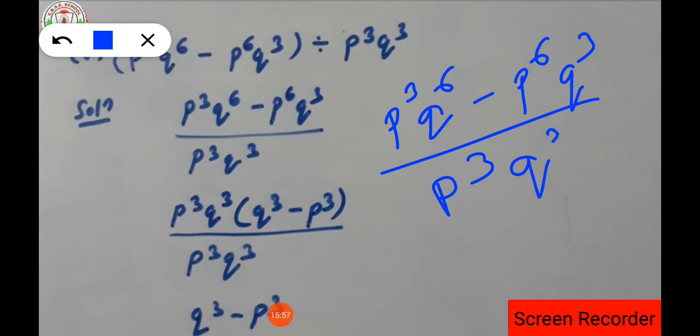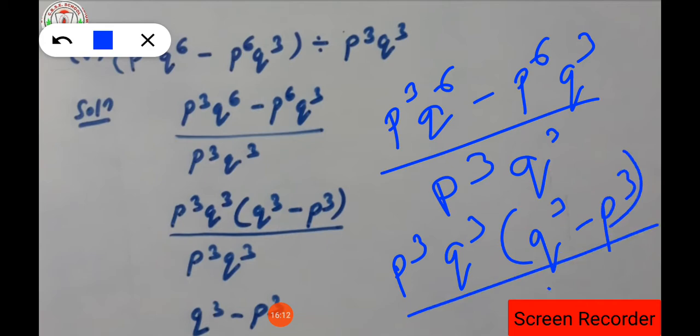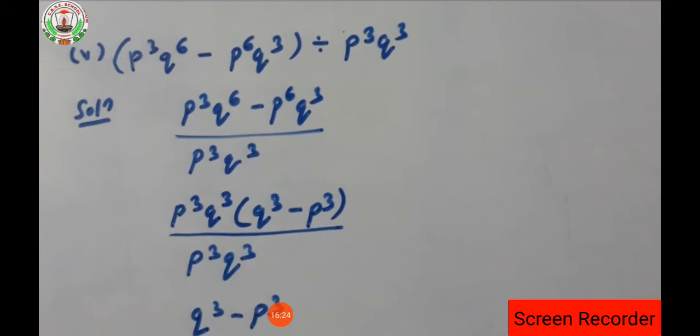Now can we take common? Of course we can take common. p cube will be taken as a common, q cube will be taken as a common. What is the left out? That is q to the power 3 minus p to the power 3 upon p cube q cube. So p cube and q cube will get cancelled from the numerator and denominator. What is the answer left out? That is q cube minus p cube is the answer left out.